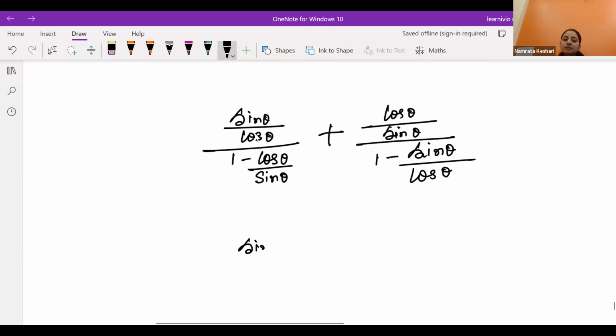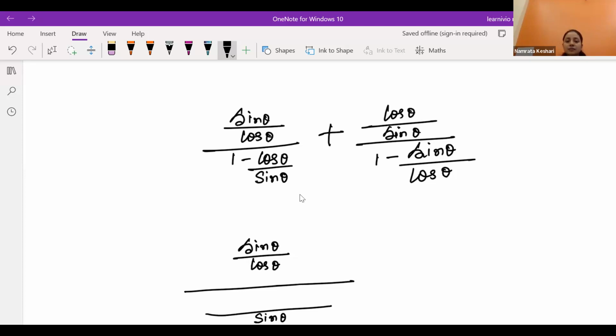So sine theta by cos theta. Okay, here LCM is sine theta. And what will be there in the numerator's part? Can you tell me? Who will say? Sin theta. Sine theta minus cos theta.